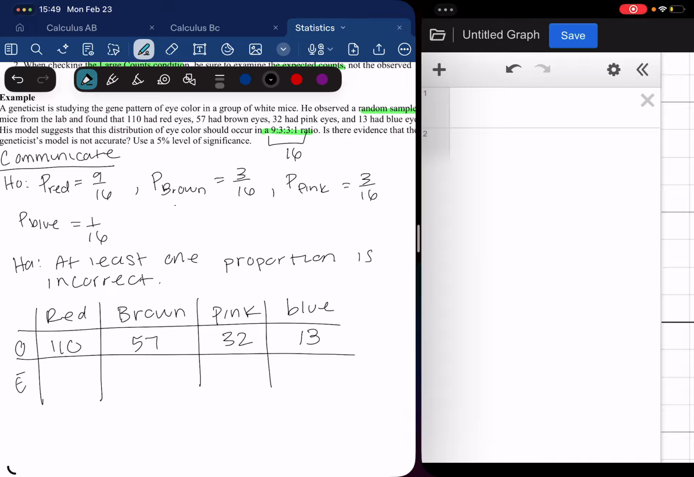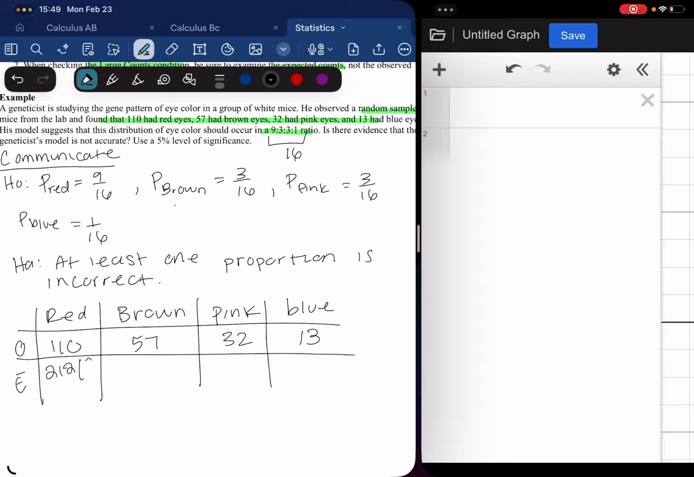Then I go to my expected, and I do 119.25, 39.75, 39.75, 13.25, and hit create tests. We're going to drop down right here where it says significance test, and notice I have all my answers here.